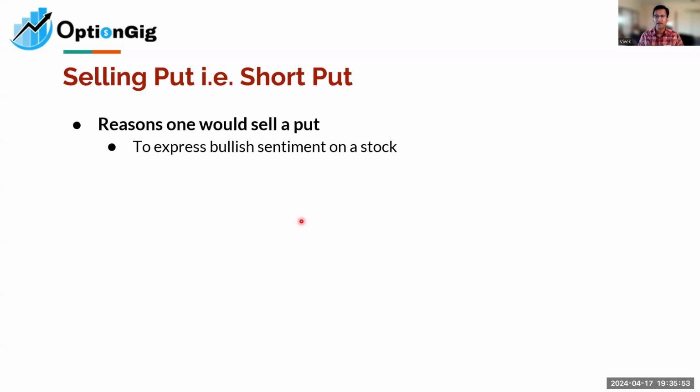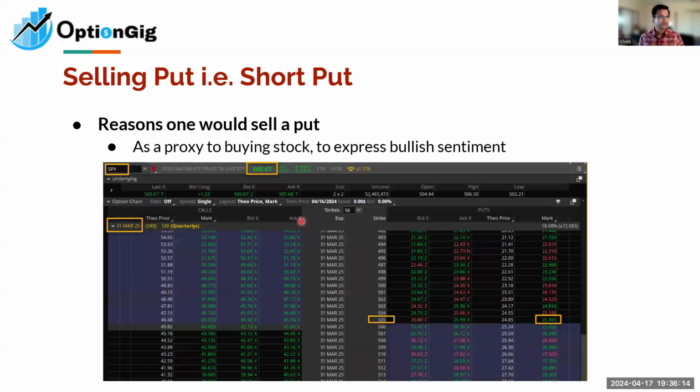One is if I am bullish on the stock. Now, this may be a little tricky to understand. If I have a bullish sentiment on a stock, I may sell a put. I'm going to take some examples. Or I may sell a put to acquire the shares at a lower cost. And this is what I'm going to focus on.